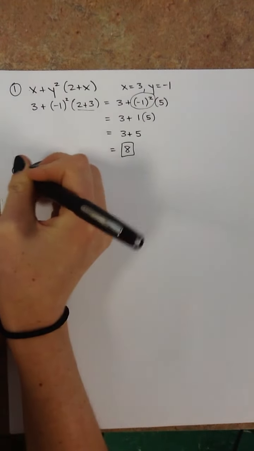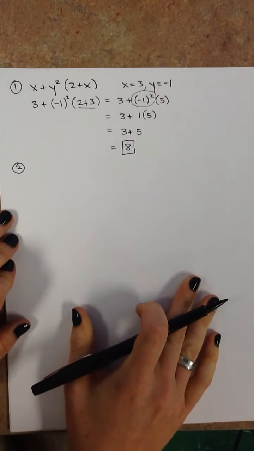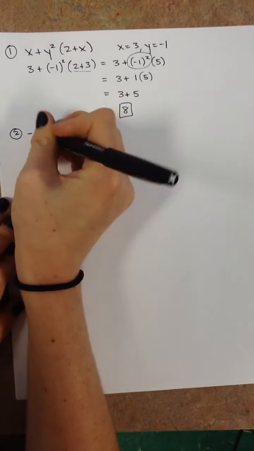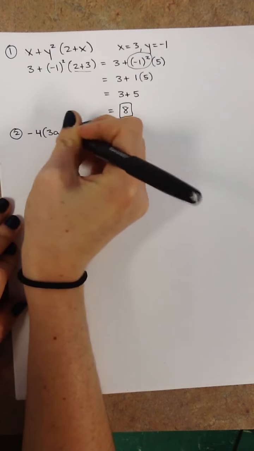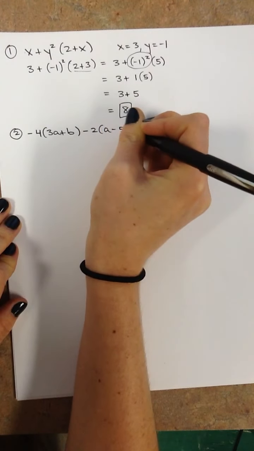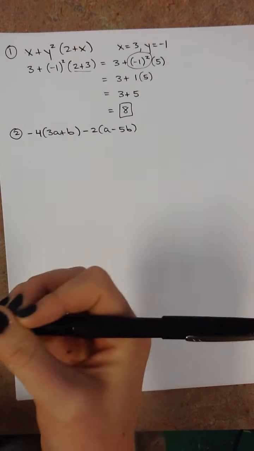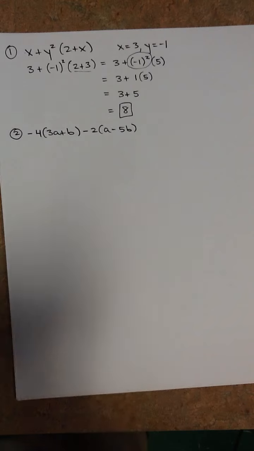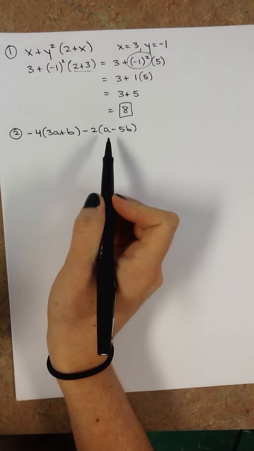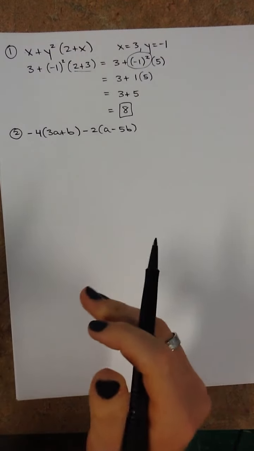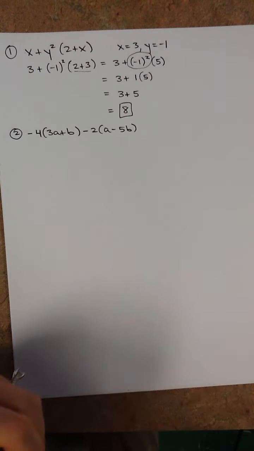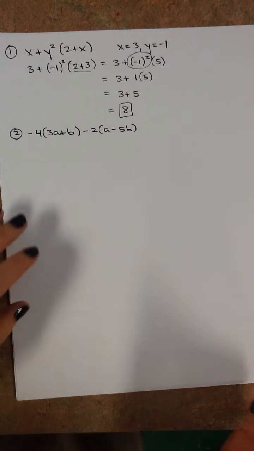Okay, next, number 2. We want to simplify the following expression. We've got -4 times (3a + b) minus 2 times (a - 5b). The first thing we're going to do is distribute the -4 to the stuff inside the parentheses, and distribute the -2 to the stuff inside its parentheses. Be super careful here, because when you distribute negatives, you've got to distribute the negative to both of the pieces inside the parentheses.